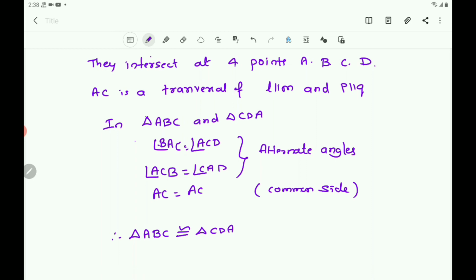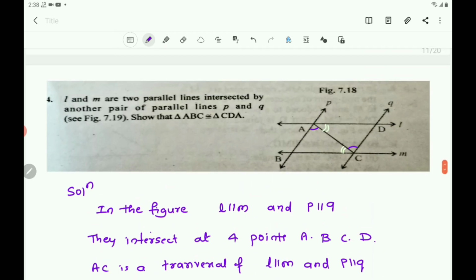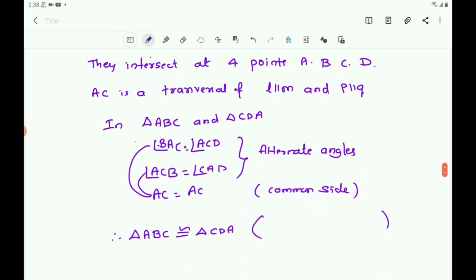Here which congruence rule is applied? That is ASA. The common side here is AC for the equal angles. So you write the ASA congruence rule.